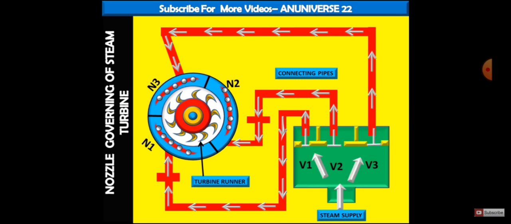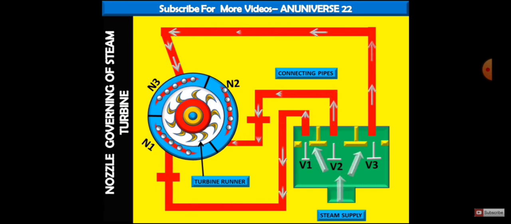So now we can see the working of this nozzle governing of a steam turbine. As steam starts to flow, valves V1, V2 and V3 are open, and through these connecting pipes steam is going towards the sets of nozzles N1, N2 and N3. And finally the turbine runner starts to rotate.